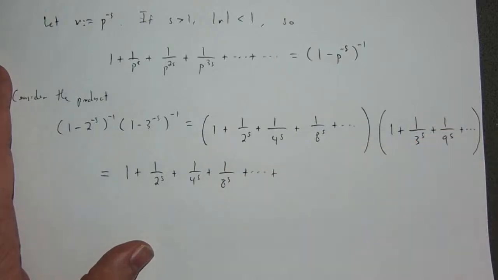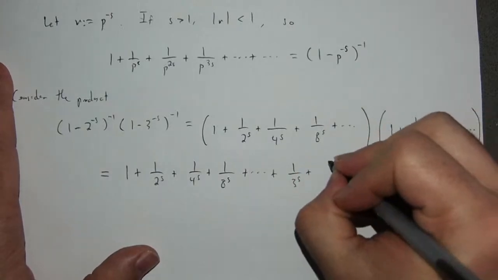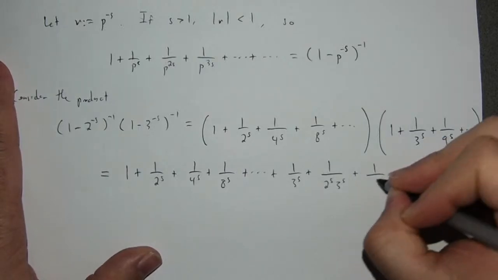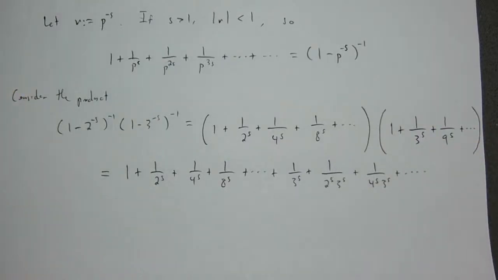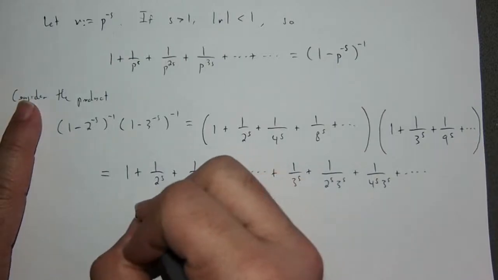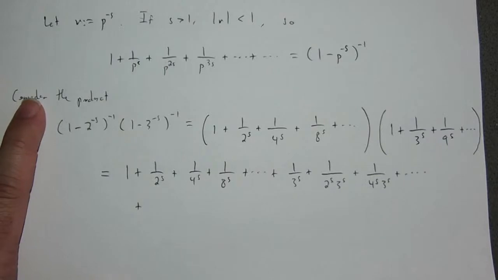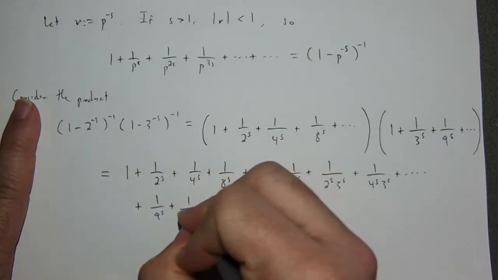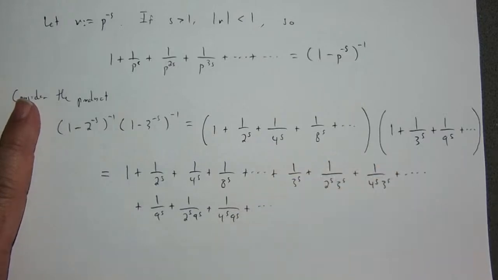I take this whole series and multiply by 1 over 3 to the s, so I have plus 1 over 3 to the s plus 1 over 2 to the s times 3 to the s plus 1 over 4 to the s times 3 to the s, and so on. And I get infinitely many terms that progress in that fashion. And then I get the same thing for the next bunch of terms. I get this whole series multiplied by 1 over 9 to the s, right? So I get plus 1 over 9 to the s plus 1 over 2 to the s, 9 to the s, plus 1 over 4 to the s, 9 to the s, and so on.